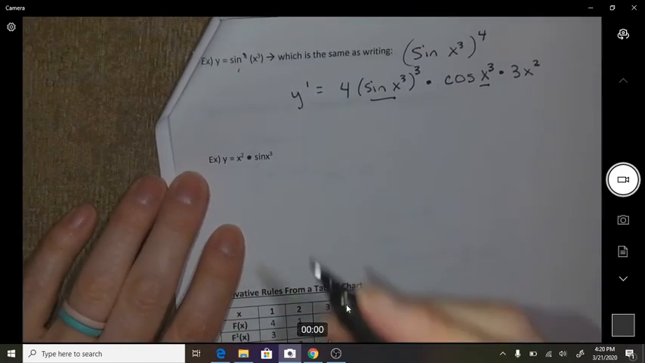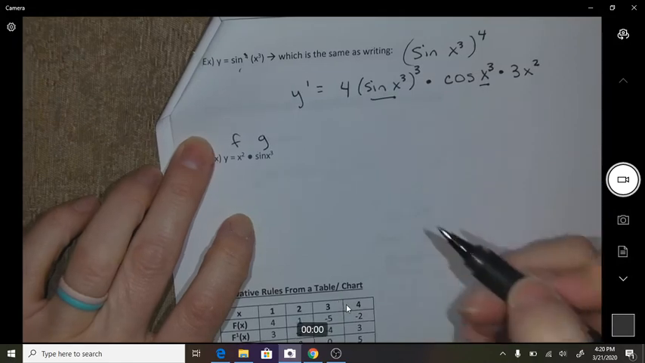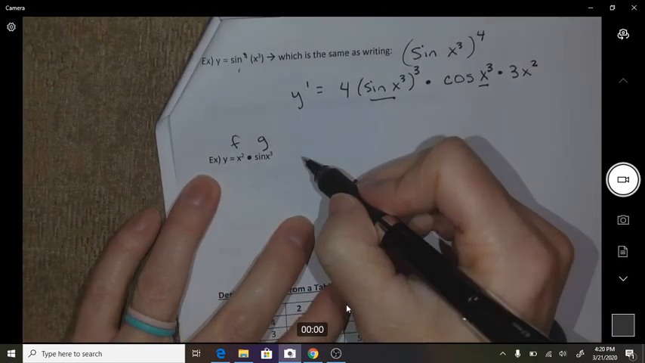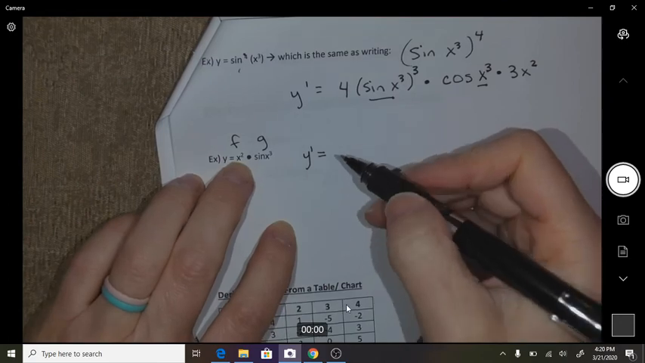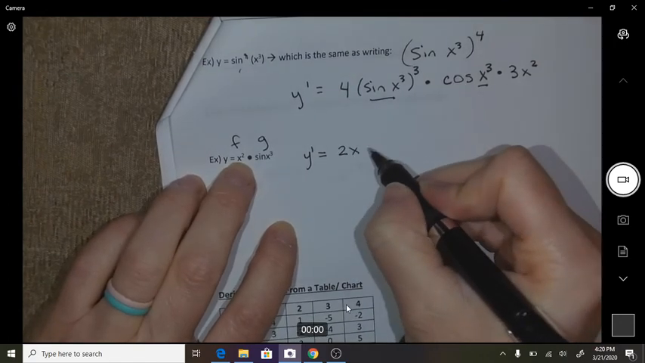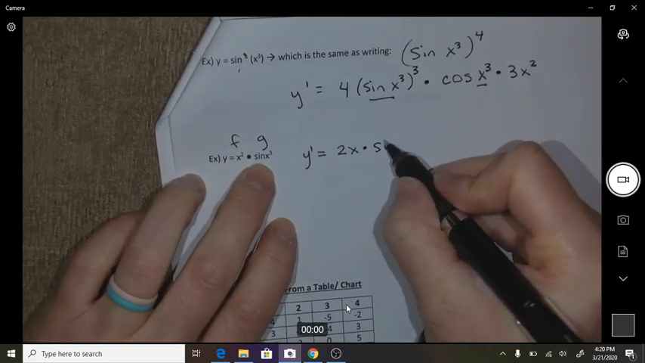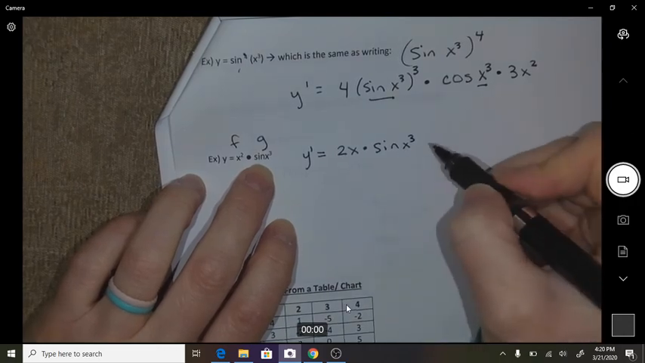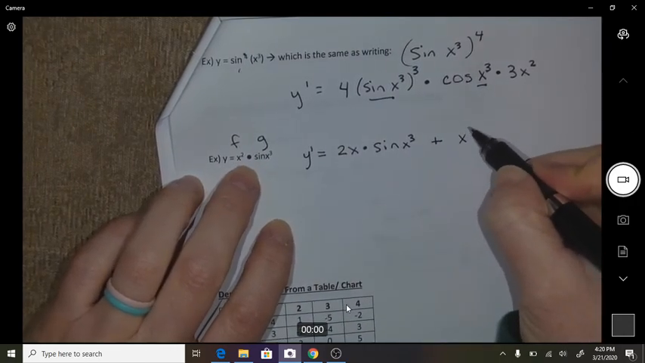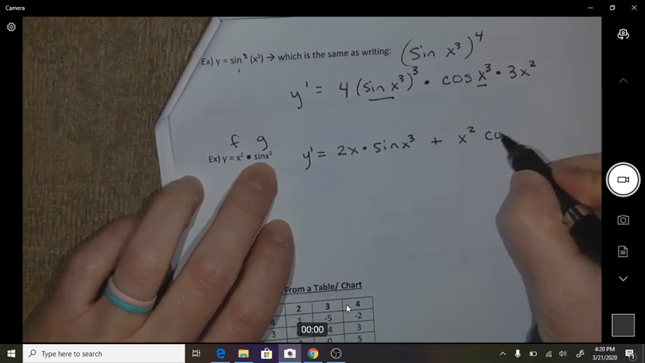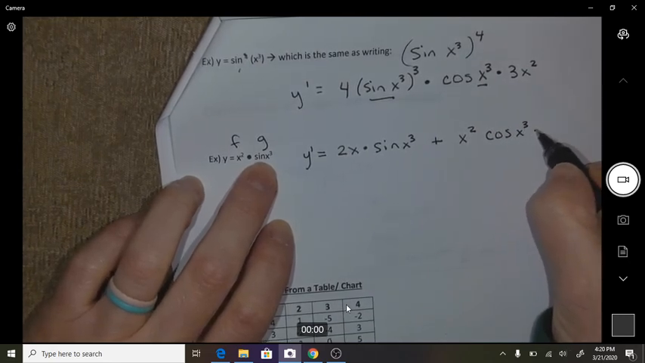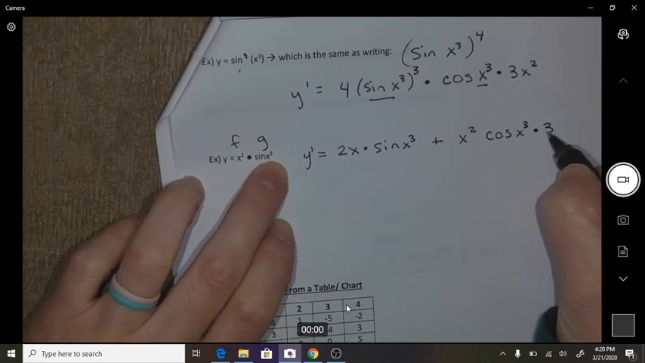Okay, next one looks like I'm going to have to do product law on this one. Okay, so I'm going to derive f times keep g plus keep f derive g. So that's cos x cubed times 3x squared.